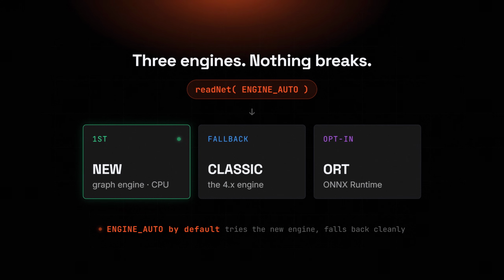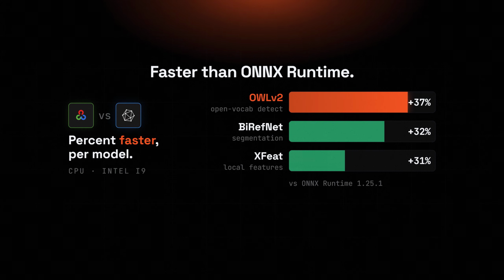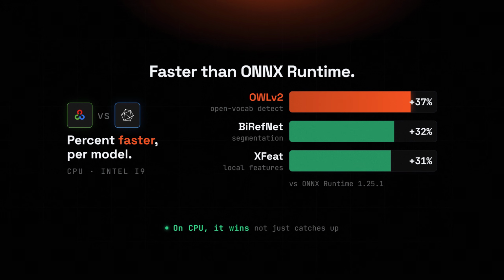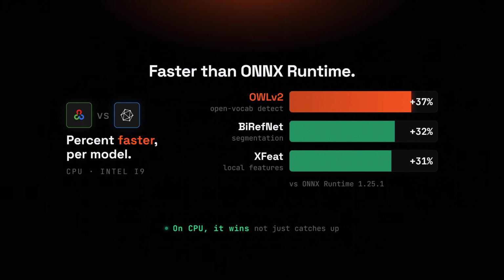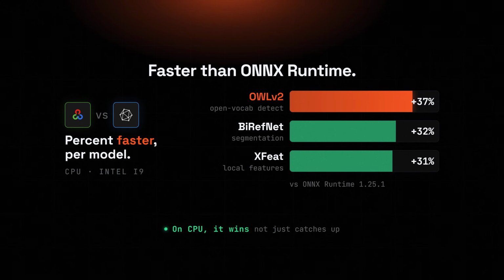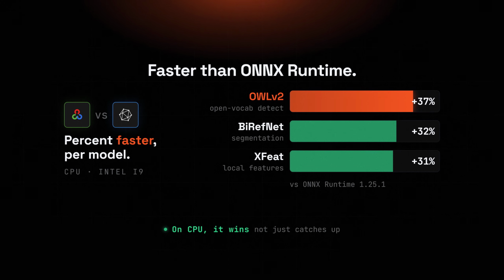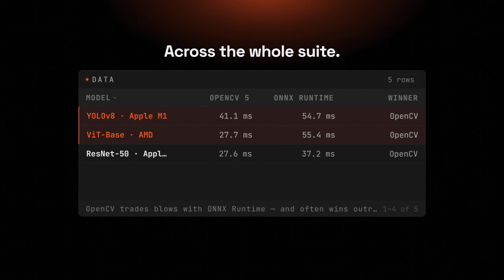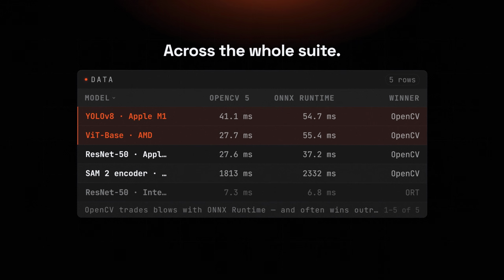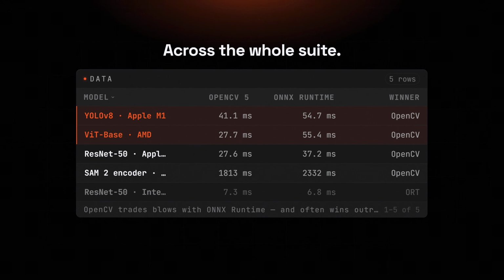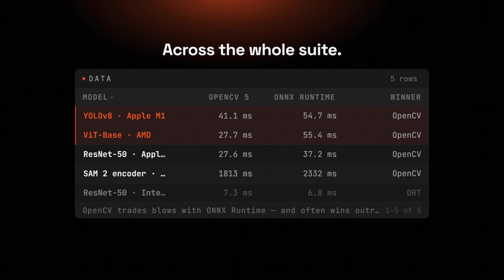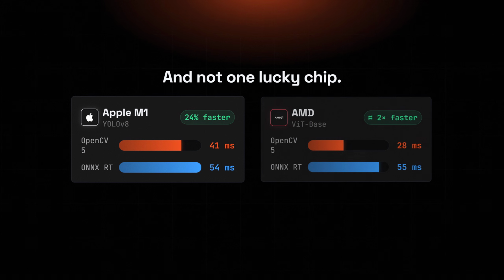Now the part no one saw coming. On CPU, the new engine is not just competitive, it wins. Benchmarked against ONNX Runtime on an Intel i9, one model ran 31% faster, another was 37% faster, and a background remover was 32% faster. And these are not cherry-picked wins. Across the whole suite, MobileNet, ResNet, YOLO, Vision Transformers, all the way up to the giant SAM2 encoder, OpenCV trades blows with ONNX Runtime instead of trailing it.